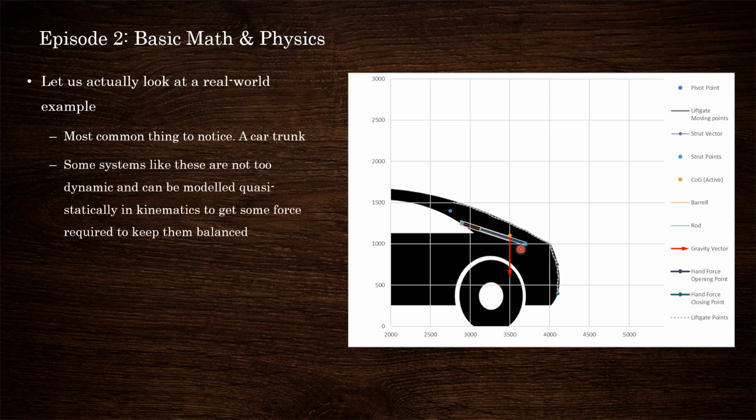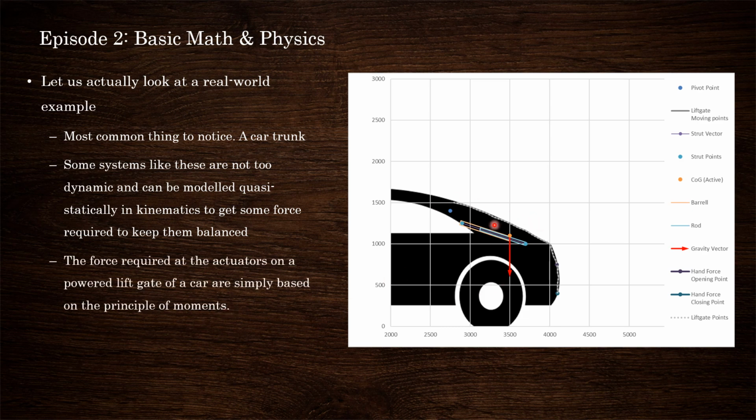These are not highly dynamic systems. They are slow enough that you can treat them quasi-statically. We will see and implement this a little more in future episodes as an example of what moments are and what they're used to compute, as I'm giving it here. Don't get carried away by, oh, this is a pivot point, liftgate points. All of these are just a legend on a graph. That's what it really means. So the force required on an actuator on a powered liftgate is just simply based on the principle of moments.